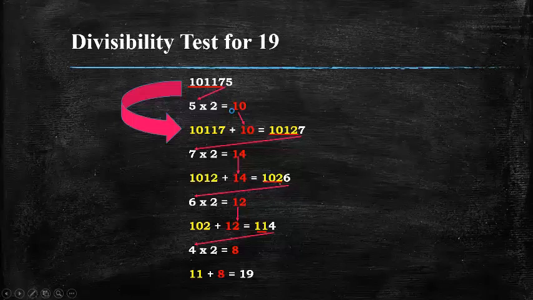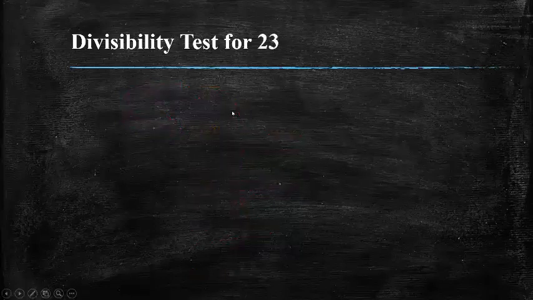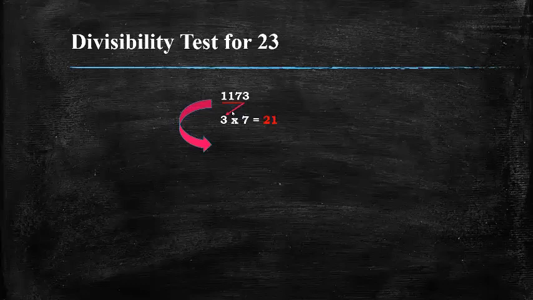Right. So next we are going to see the divisibility test for 23. So let's say for example, I have a number 1173 and I need to check whether this number is divisible by 23. Okay, so my focus is on the unit digit, so I'm going to take 3 and I'm going to multiply it with 7. So 3 into 7 gives me 21, and this 21 will be added with the remaining digit, that is 117, to give me a value that is 138.